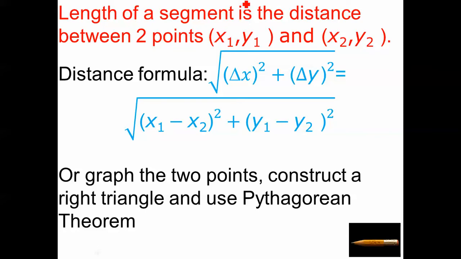Alright, the length of a segment is the distance between 2 points. Points we call x1, y1 and x2, y2. So the distance formula gives us the square root of (x1 minus x2) squared plus (y1 minus y2) squared. Or we can graph 2 points, construct a right triangle, and use the Pythagorean theorem. So we're going to look at both ways to do this.